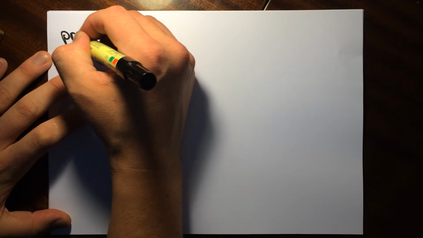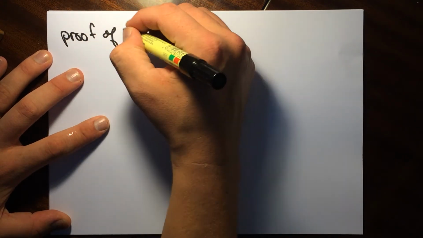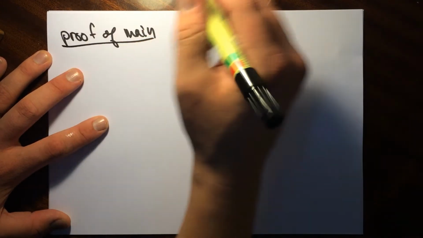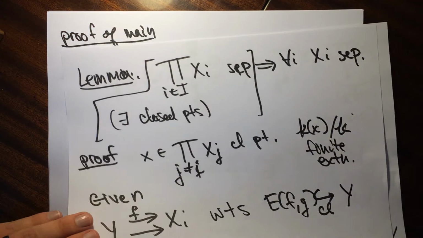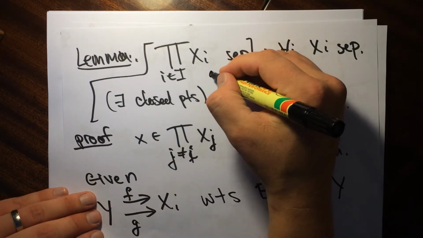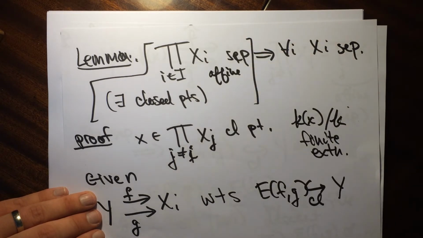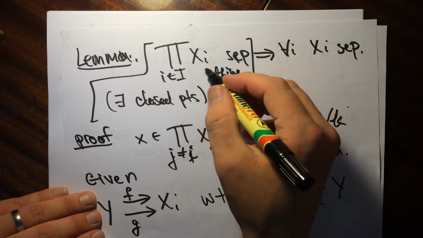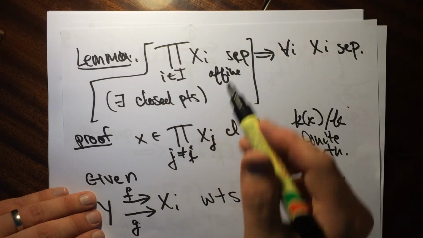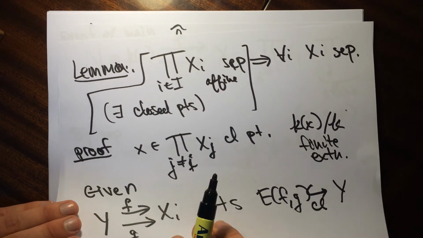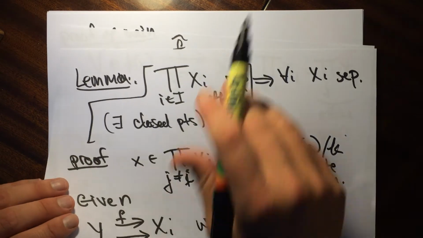Okay, so let me give you the proof of the main theorem now. What have we done? Let's just recap real quick. We showed that when we have this thing that's affine, in particular, we showed that the infinite product is separated, then this whole thing is separated. But we're going to know that this whole thing is affine, so in particular, it's going to be separated. So each piece is going to be separated.